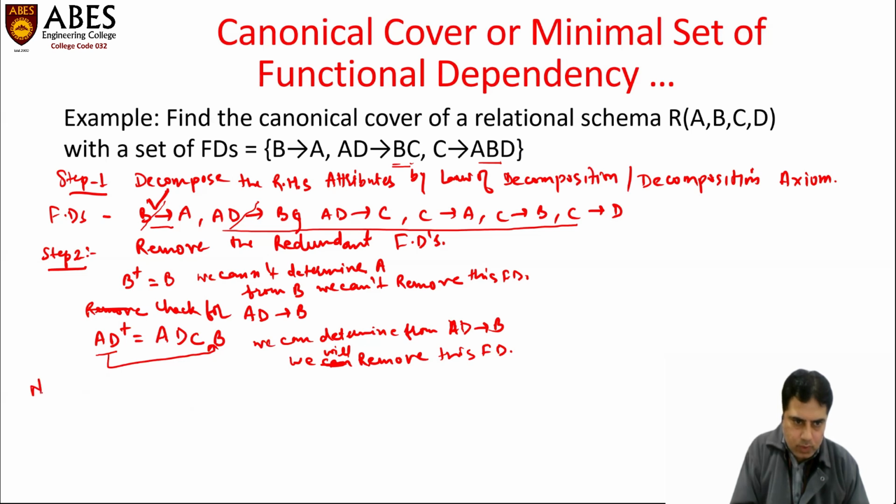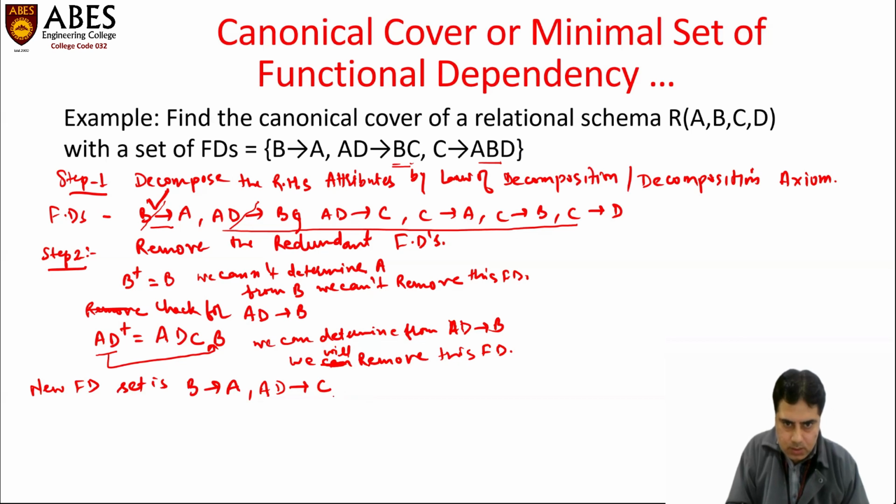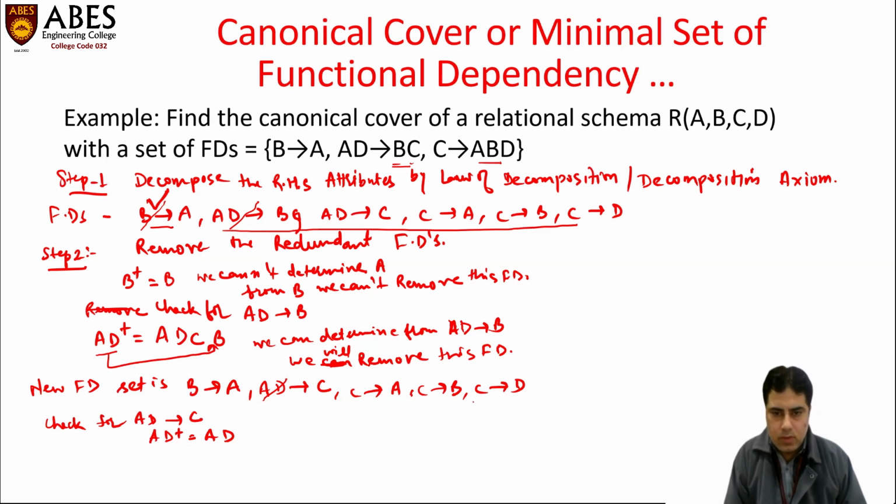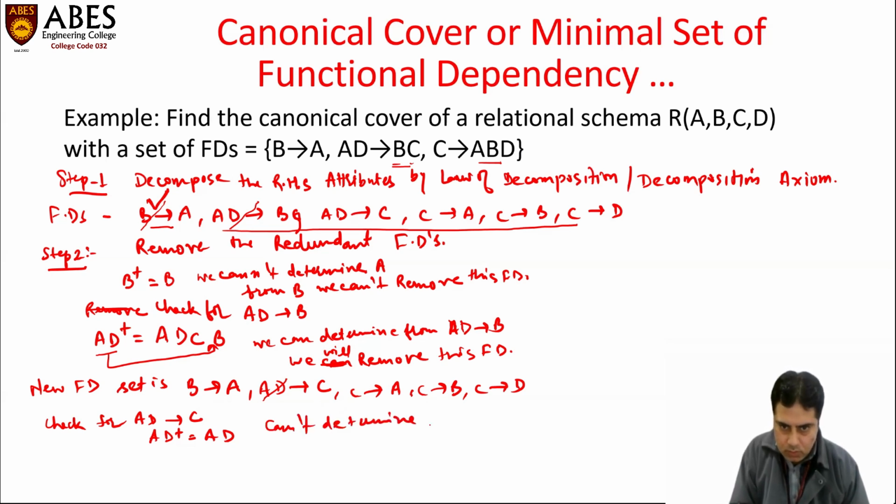Now the new FD set is B determines A, AD determines C, C determines A, C determines B, and C determines D. Now check for AD determines C. Take the closure set of AD from the remaining FDs: from AD we cannot determine C. So we cannot remove this.